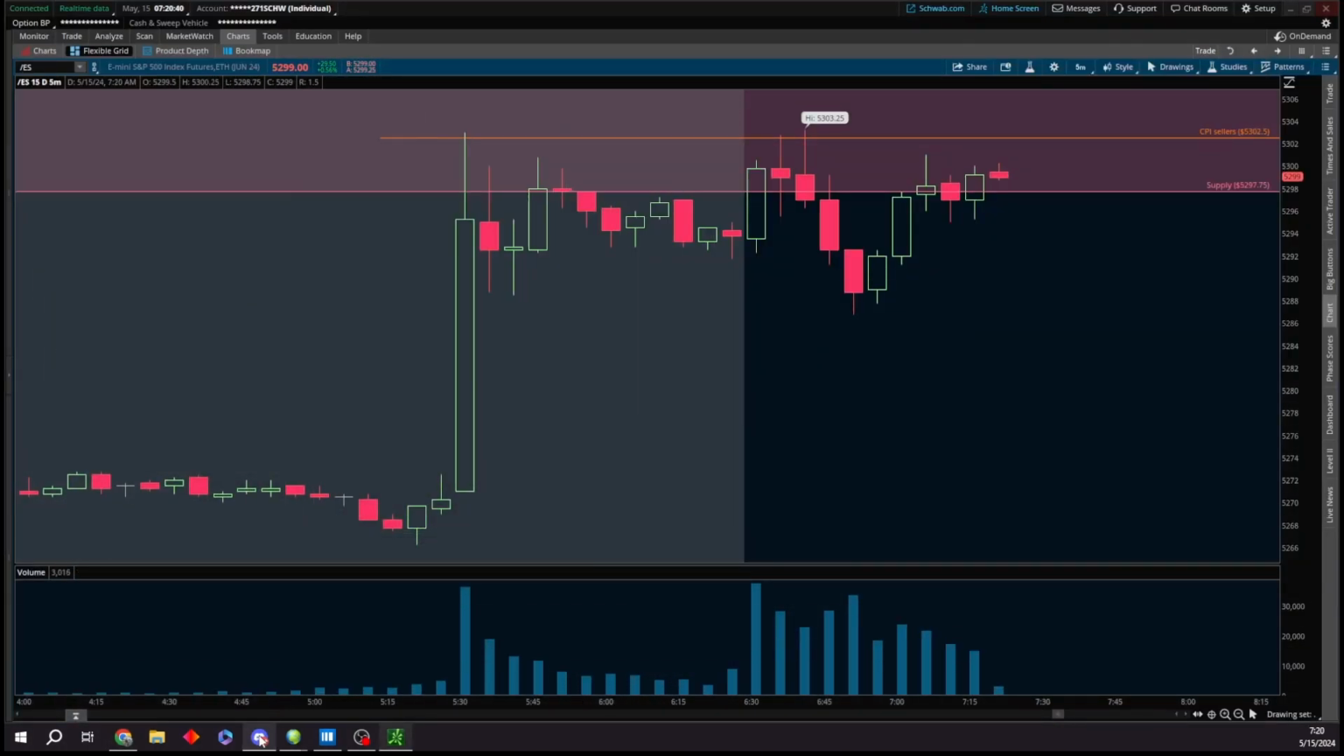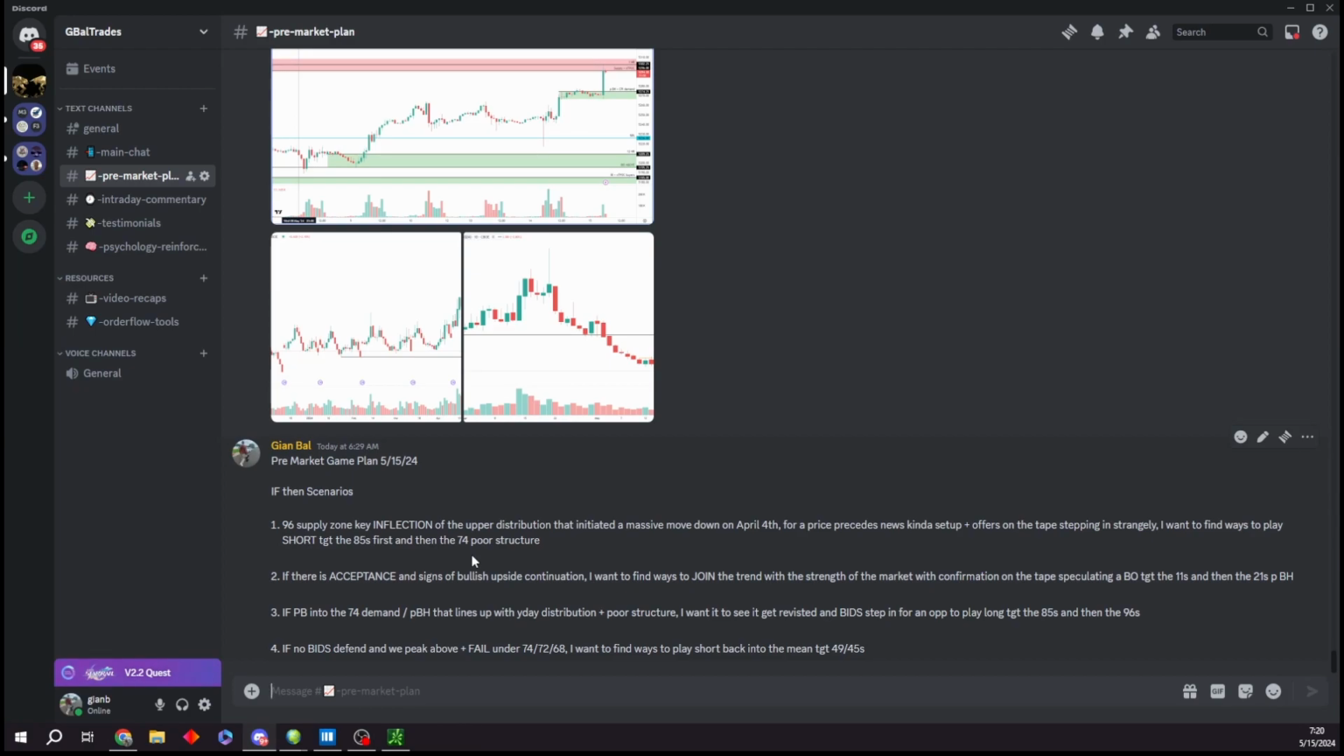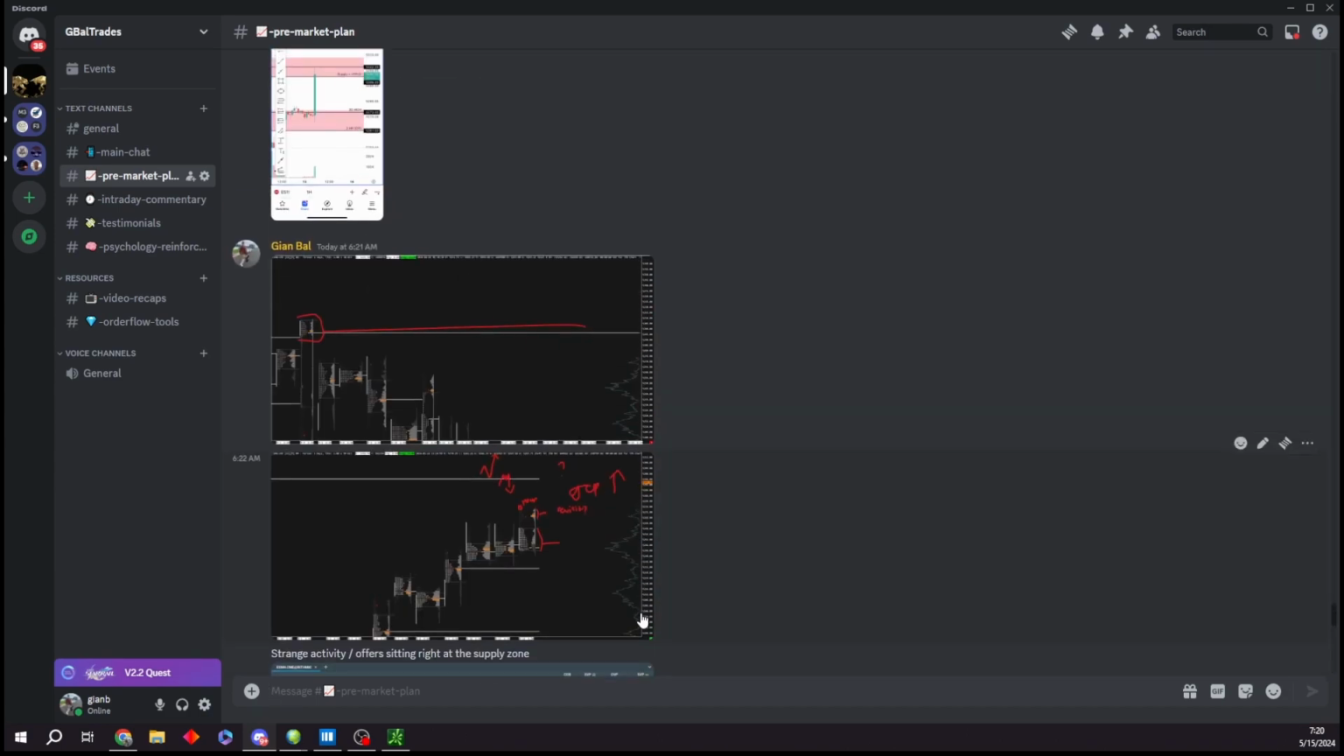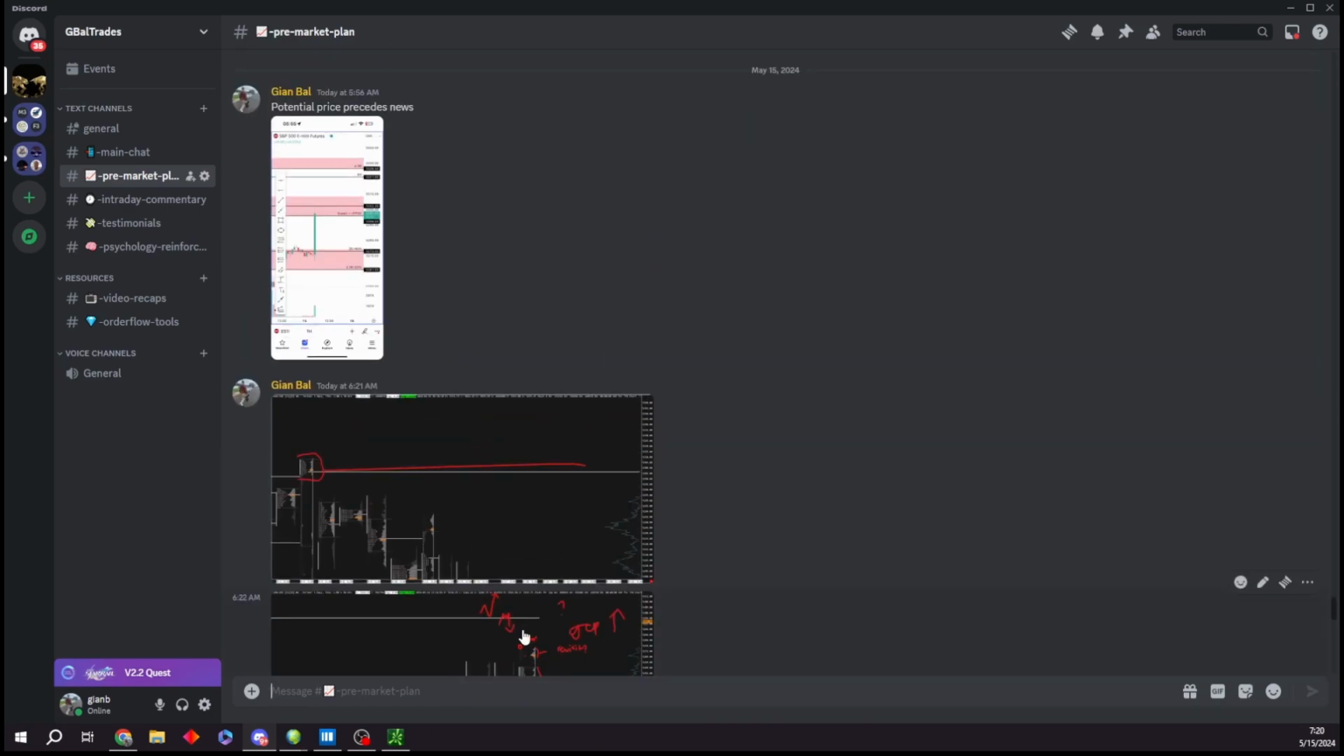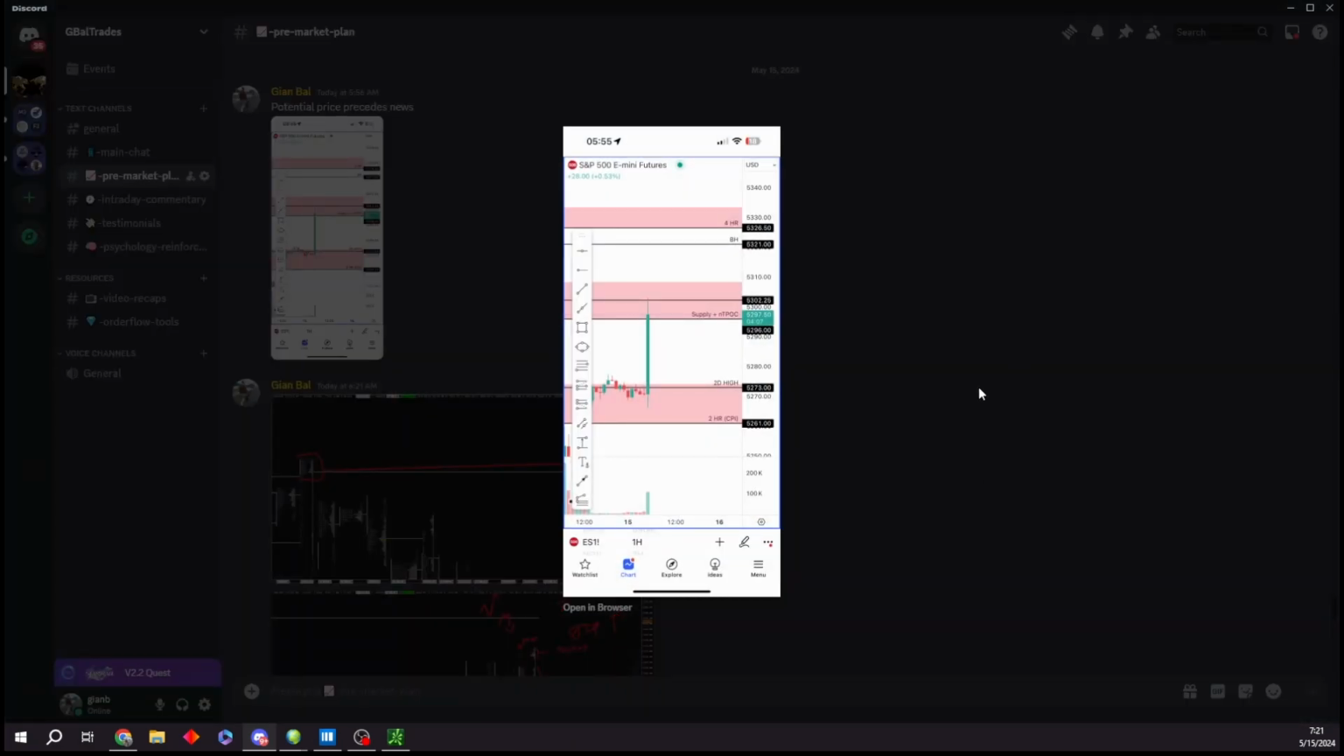So, pre-market plan. I post these in my Discord every morning before the market opens. In the morning, what I was essentially watching for before I even got to my desk was we had CPI drop at 5:30, and you could see we were coming into this supply structure that formed from April 4th, and I'll be showing you how I was able to come up with that level.